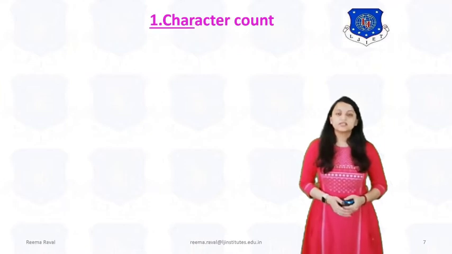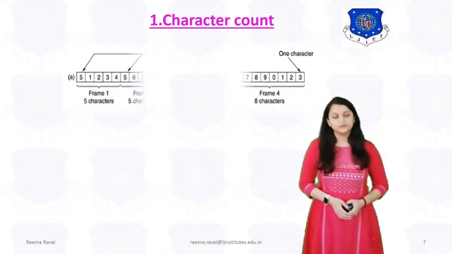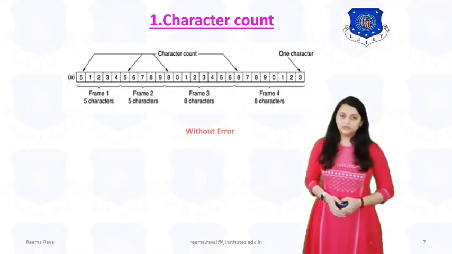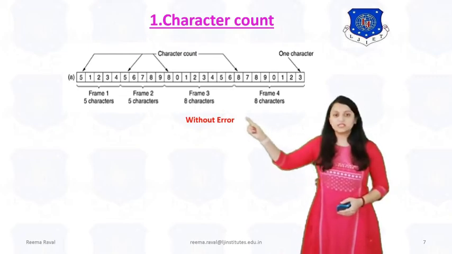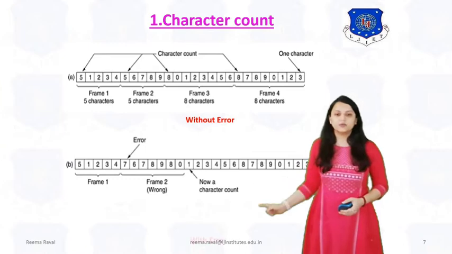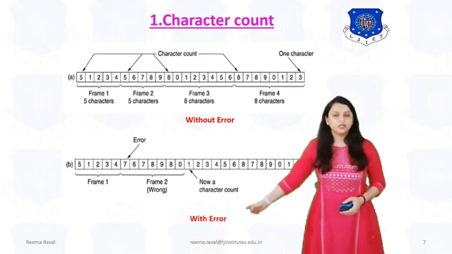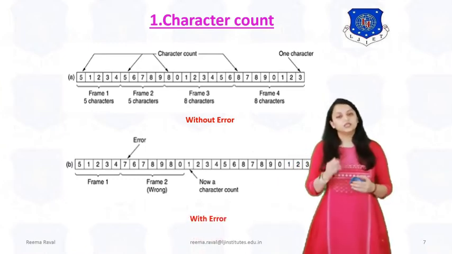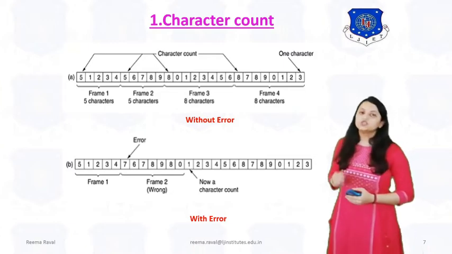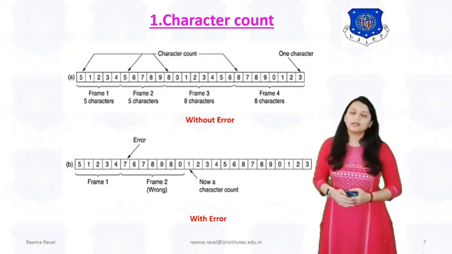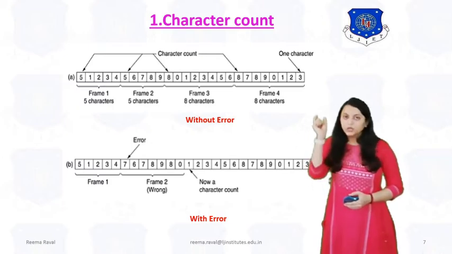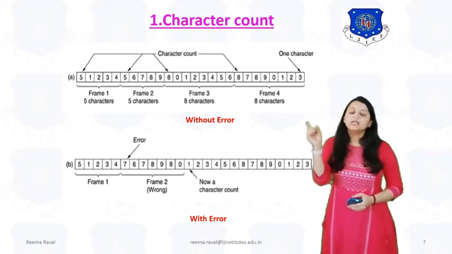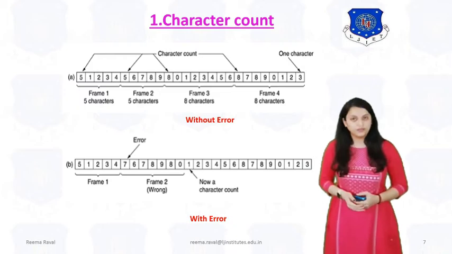So the first one is character count method. Now, here in character count method there are two cases. The first one is without error and the second one is with error. Now let us consider the first one, the without error case. So here the basic logic in character count method is that at the starting of any frame, whatever the number count is there, it indicates the length of that particular frame.